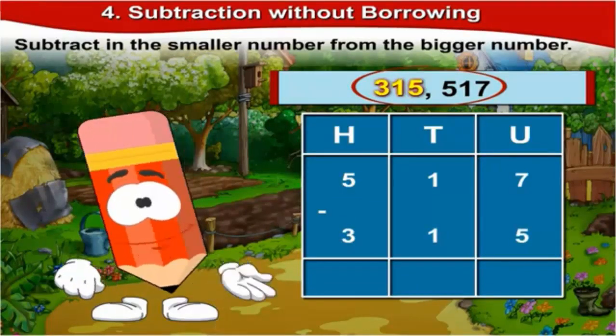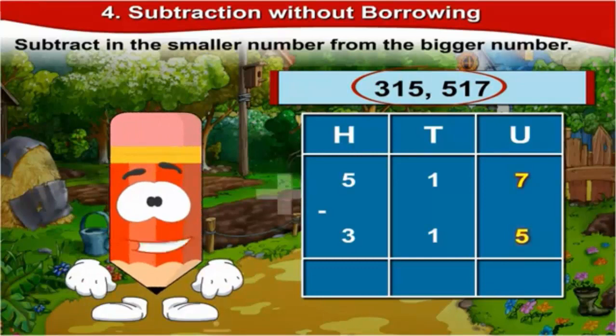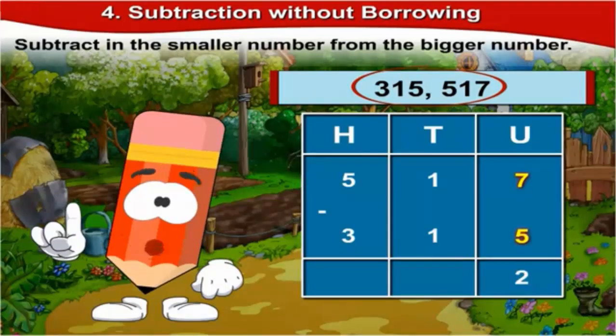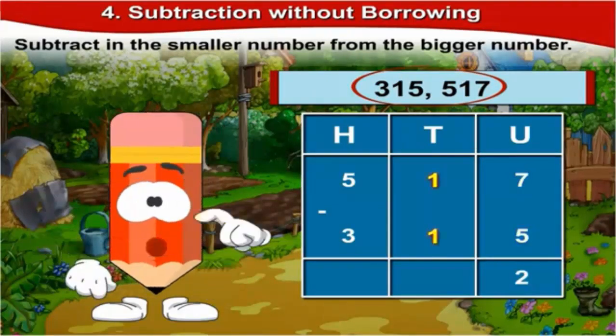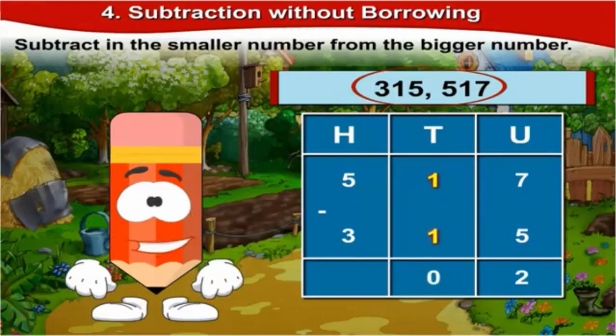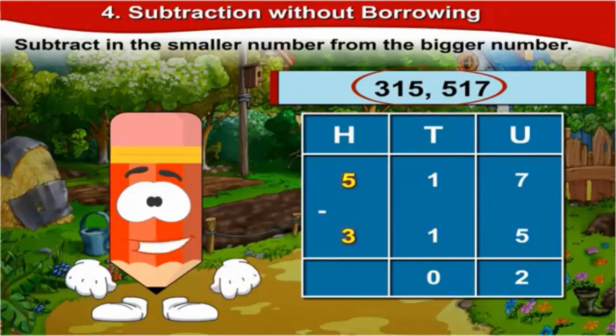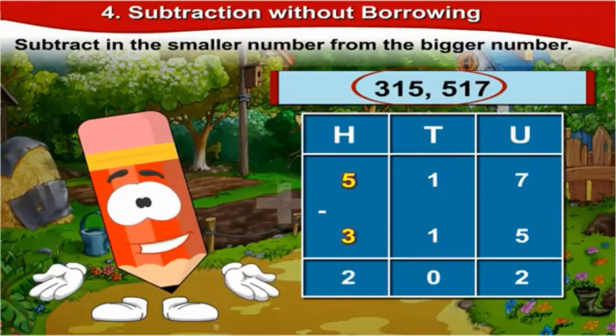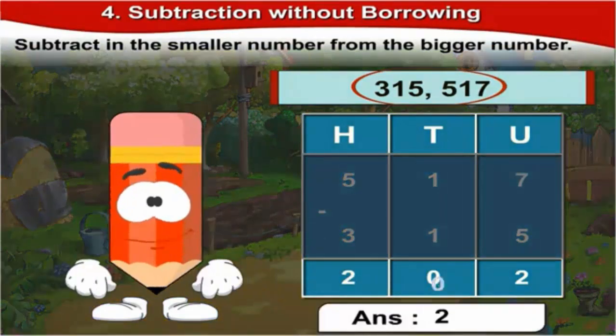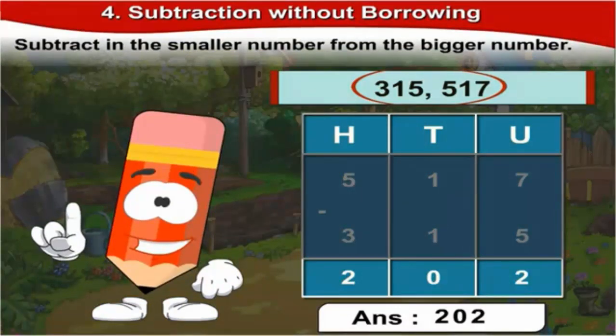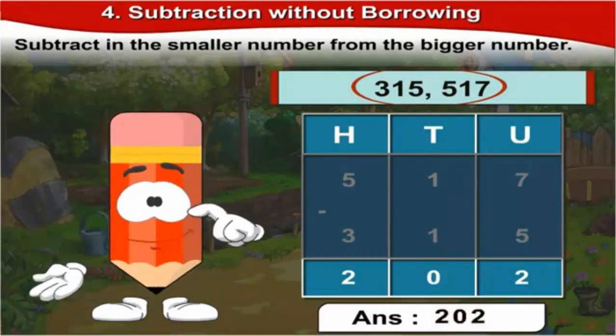In the units column, 7 units minus 5 units is 2 units. In the tens column, 1 ten minus 1 ten is 0. In the hundreds column, 5 hundreds minus 3 hundreds is 2 hundreds. So it is 2 hundreds, 0 tens, 2 units, which means it is 202.